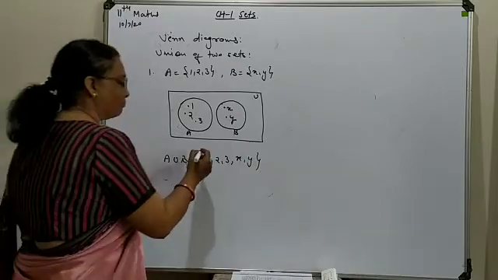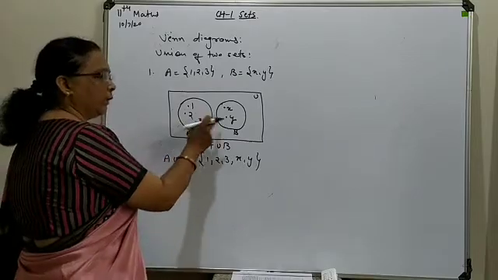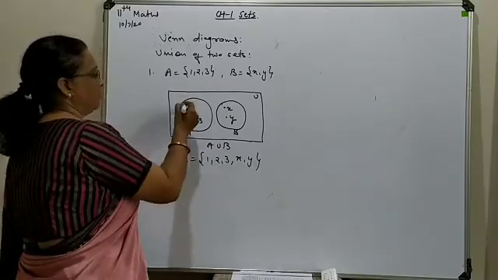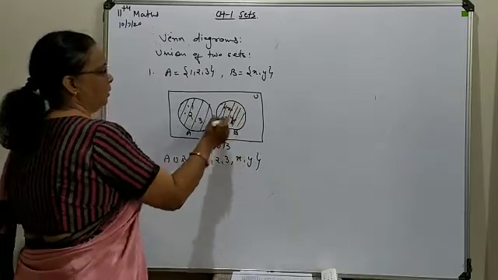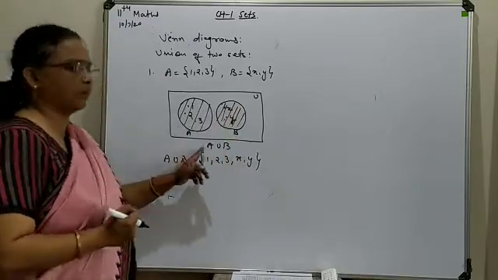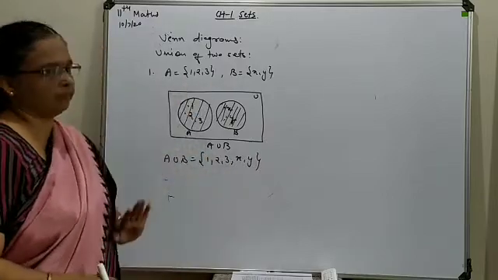Now, as A union B, which region do we have to shade? All the elements we are going to include as the answer form. So, this way, both the circles are to be shaded to represent the union of A and B. This is the one example we have written.